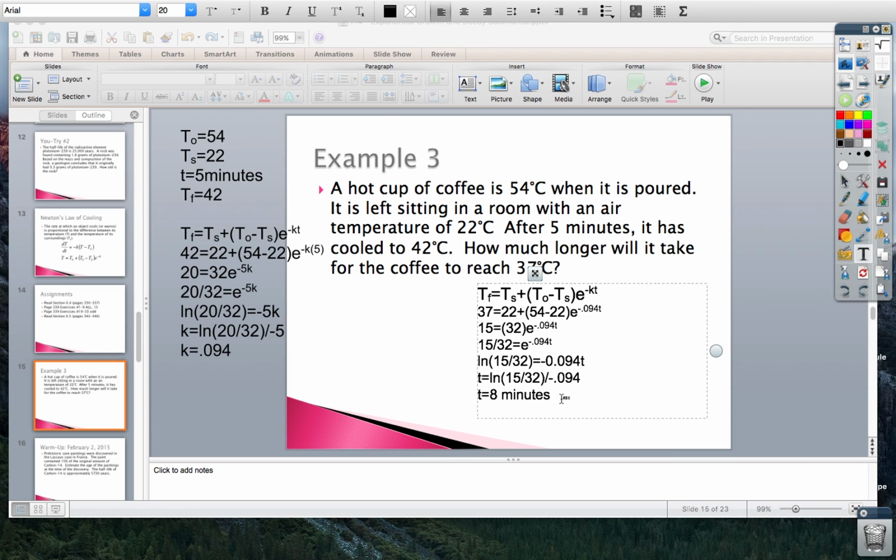That means it'll take 8 minutes to cool from 54 degrees to 37 degrees. Notice the question said, how much longer will it take to reach 37 degrees? Well, if we're looking at from when it cooled down after 5 minutes, it'll take an additional 3. But it'll take 8 minutes total to cool down.